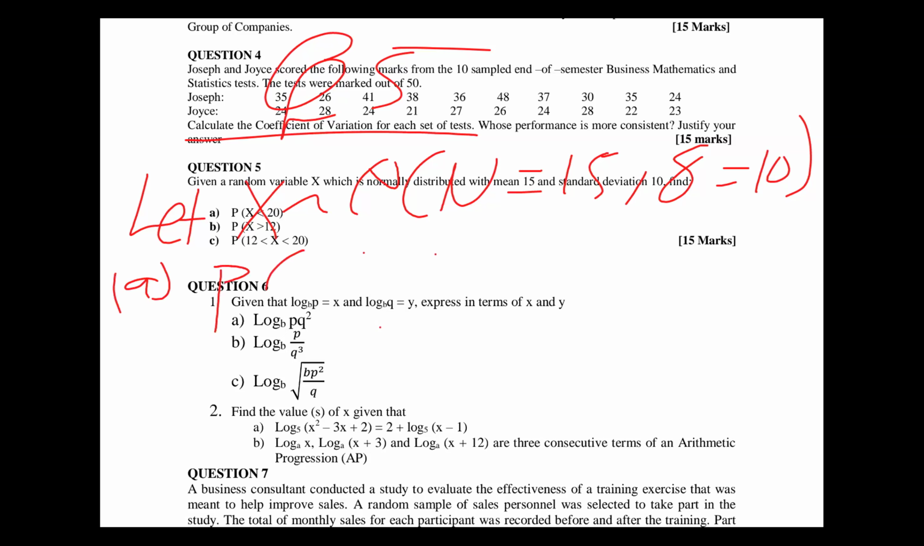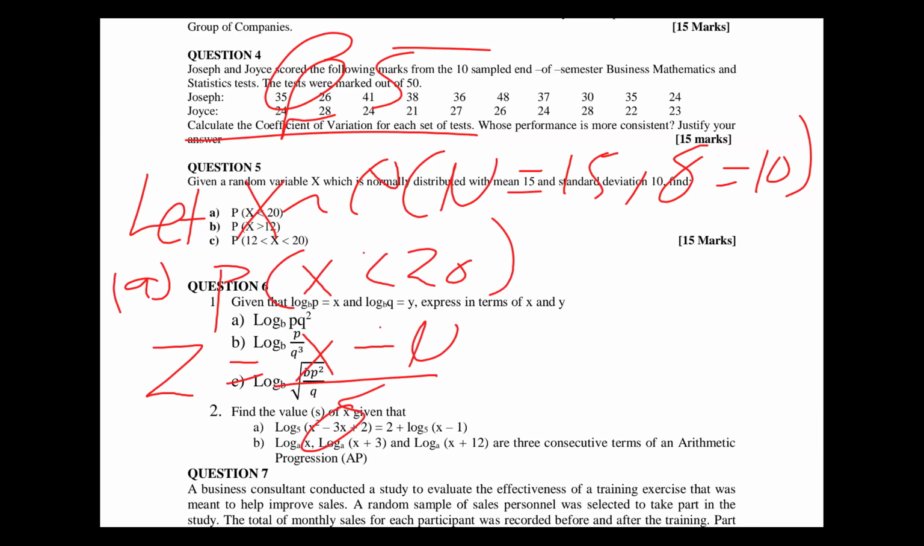The probability that X will be less than 20 will be given as follows. The z-score shall be X, which is the X value that we have, less mu divided by the standard deviation. You have to calculate the z-score. And our X is 20, so you shall say 20 minus 15, which is the mu, divided by the standard deviation of 10. That gives us the z-score of 0.5.